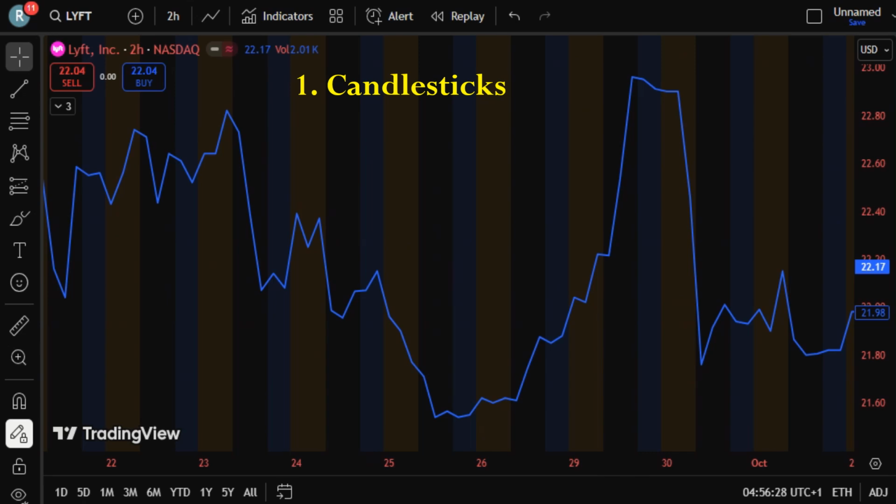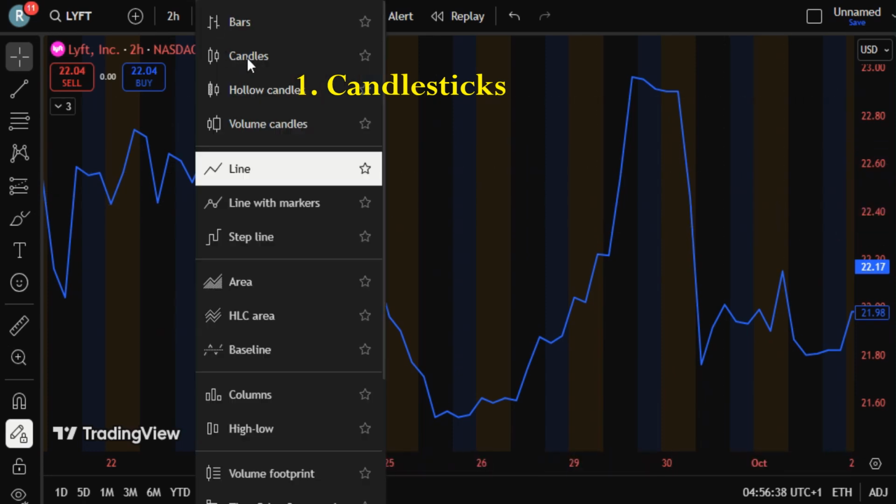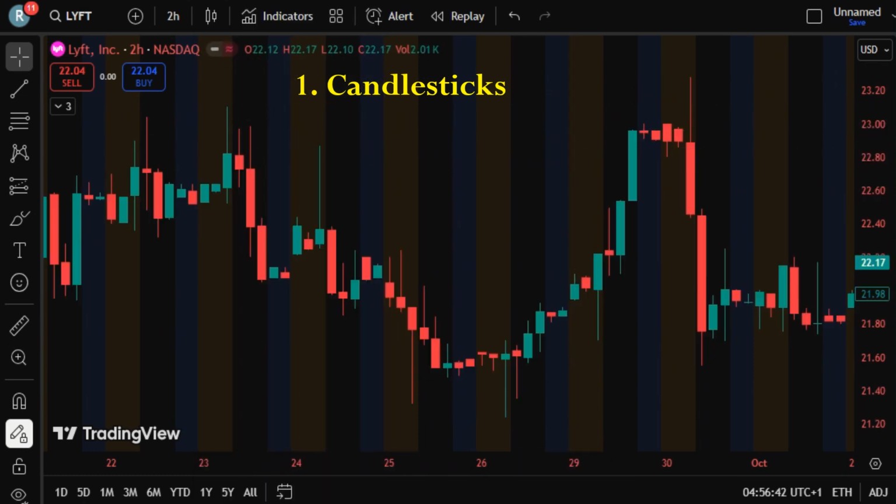So first, this is how to change your chart to candlesticks. On TradingView chart page of any asset, click on this button right here at the top and select candlesticks from the drop-down options. And you can do this on any other trading platform as well. Now, these green and red bars you see on the chart are candlesticks. Candlesticks tell you all you need to know about price.